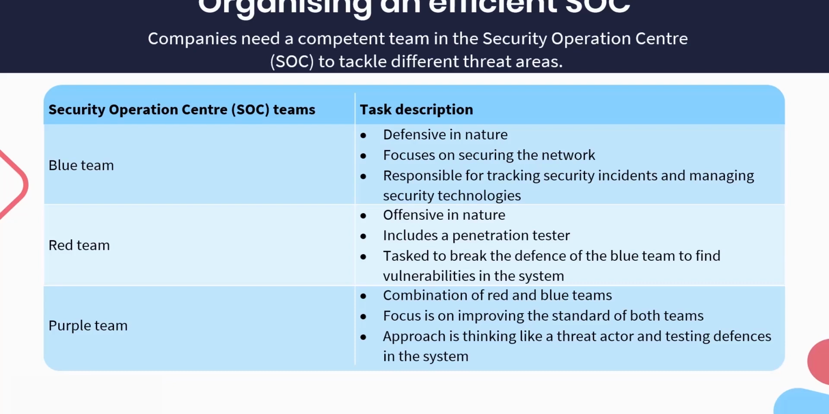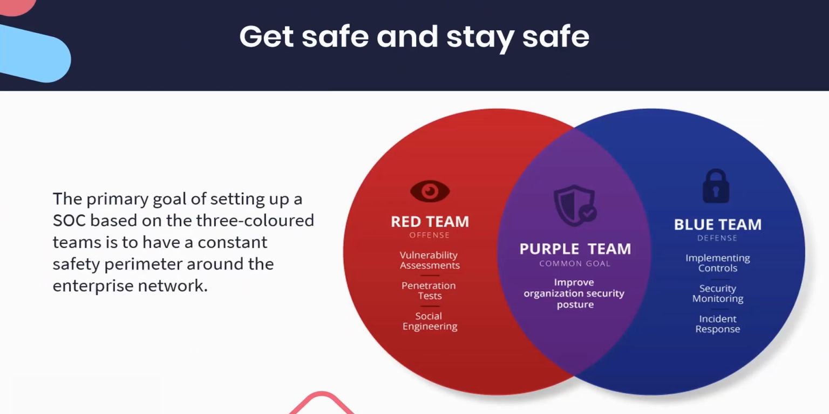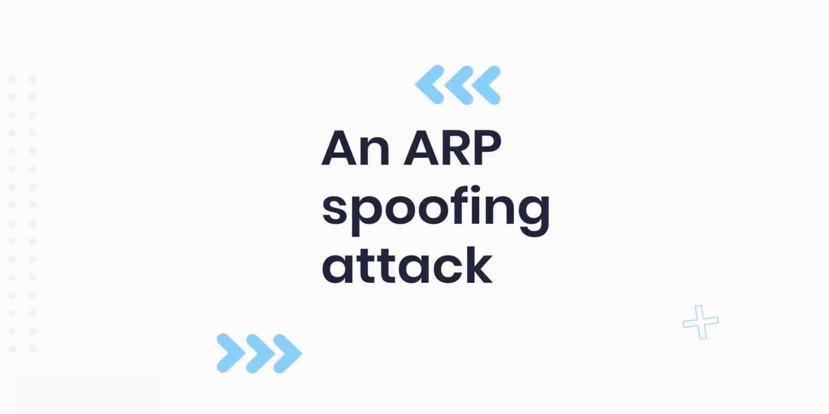Basically, a blue team exists to defend. It's the red team's job to attack, and the purple team supports the process. The primary goal of setting up an SOC based on the 3 colored teams is to get safe and stay safe, to have a constant safety parameter around the enterprise network.